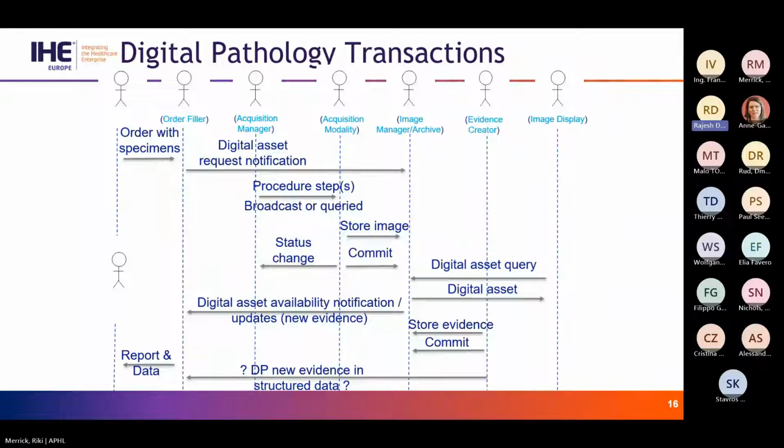And then in order to acquire a whole slide image from a digital scanner, a request is made to the acquisition manager, which is the software that runs the scanner. Then the acquisition modality is the actual whole slide imaging scanner in most circumstances, which creates a digital image and then has to store it somewhere, which would be in a PAC system, which is here described as the Image Manager Archive.